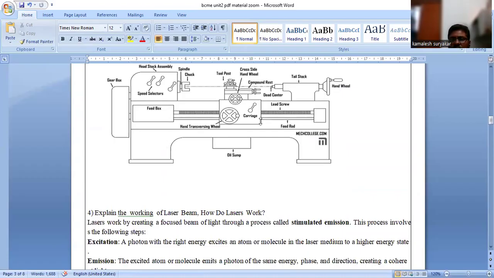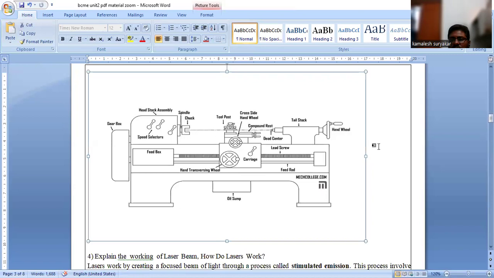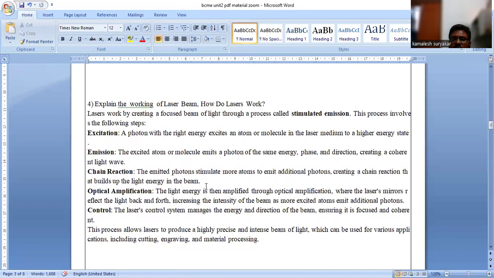Here you have the tool post. Mainly, I will tell you that this is one, this is two, and this is three. Three portions are there for this lathe machine. So, completing that, I will take the next question.